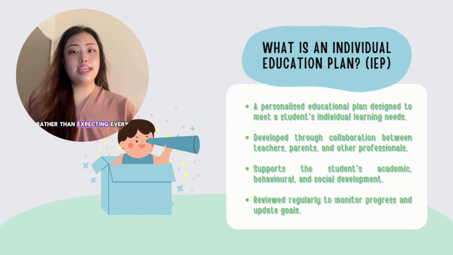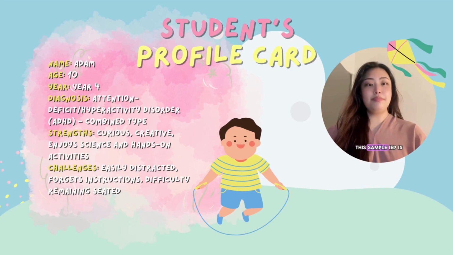Rather than expecting every student to learn in the same way, an IEP ensures that the support provided matches the student's individual needs. This sample IEP is designed for Adam, which is a pseudonym used to protect the student's identity. Adam is a 10-year-old Year 4 student who has been diagnosed with attention deficit hyperactivity disorder, or most commonly known as ADHD, combined type.